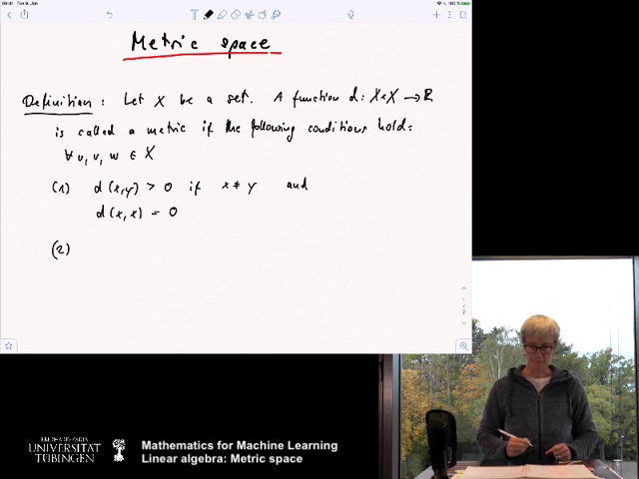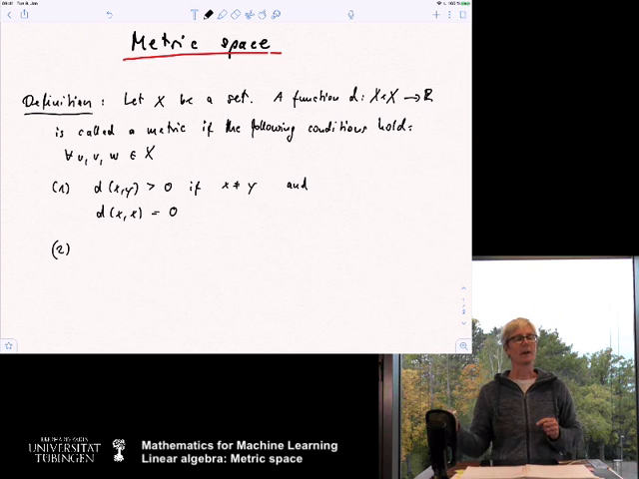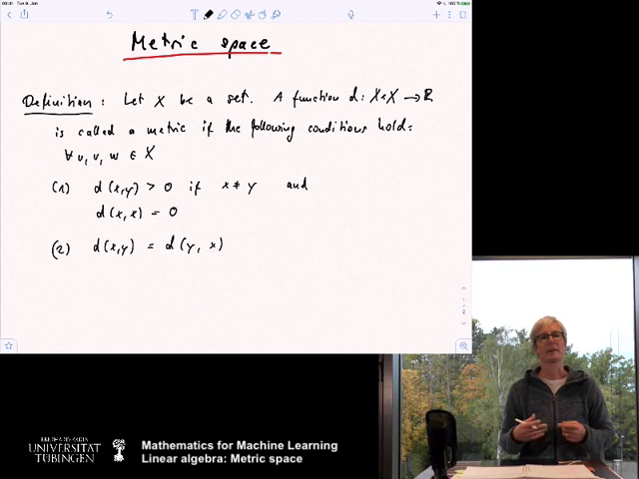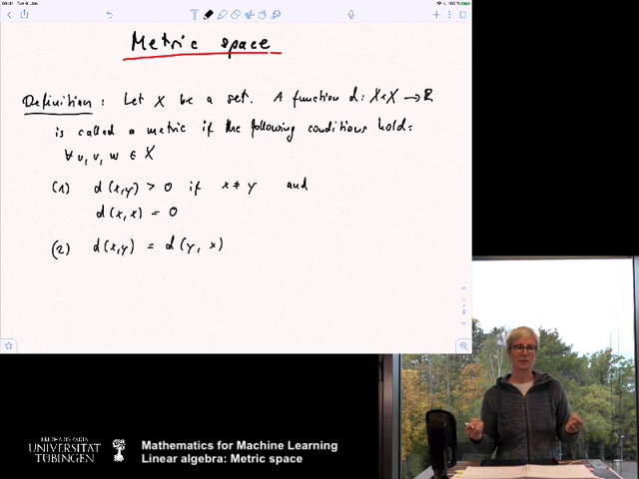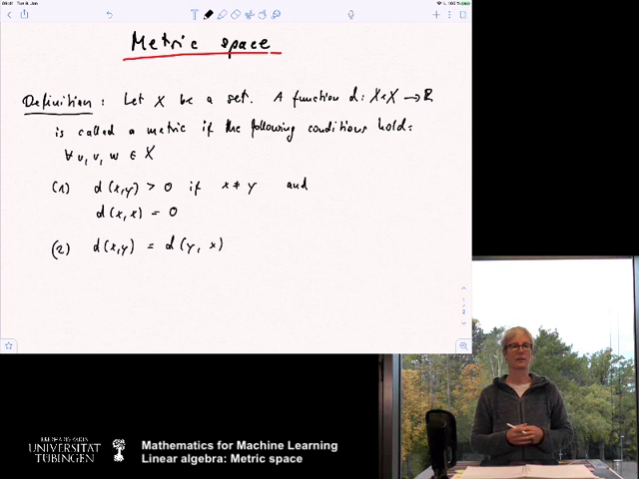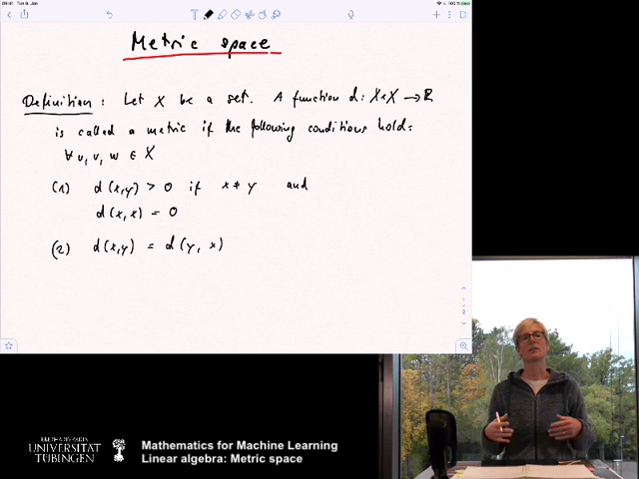The second one is symmetry. We want this distance from x to y to be the same as the distance from y to x. So we want d(x,y) to be the same as d(y,x). Note that while this is natural in some applications of machine learning, so for example if you look at distances between molecules, there's no reason to think that this distance is not symmetric. But there are many other applications where it's not a natural axiom.